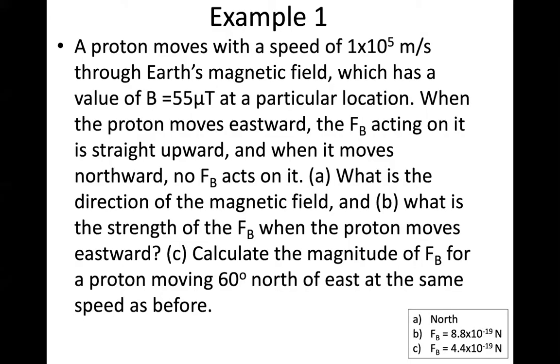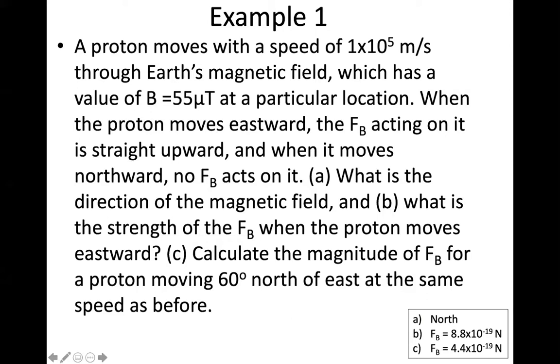So we got these values. We got all three of these values. And in all of these, F of B is up, right? In all of these situations. And the magnetic field is north.